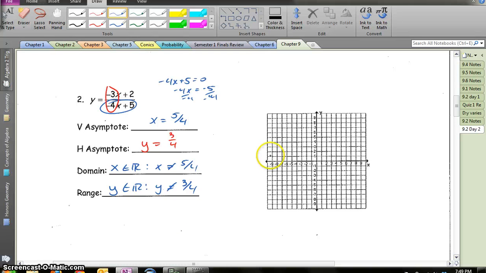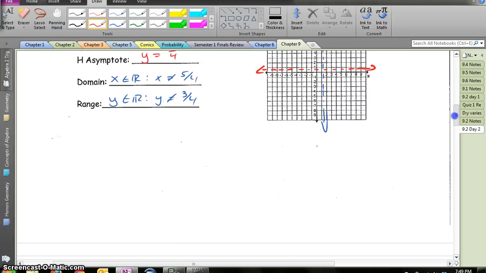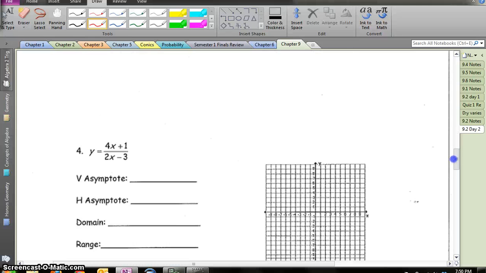So your vertical asymptote at 5/4 is just a little higher than 1. And your horizontal asymptote is y equals 3/4, which is just under 1. Okay, go ahead and type that in your calculator. Make sure to put the top and bottom in parentheses, and find your points. And not only number 2, I want you to do number 3 and number 4.